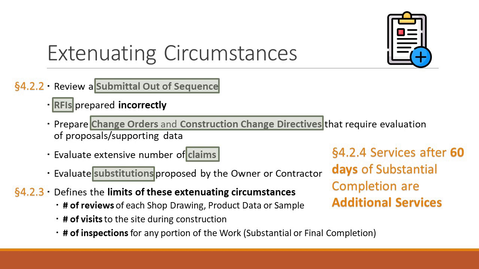How many site visits to the project during construction? Once a week, once a month, 5 times total. That's what you're going to put in. How many times do you inspect during the course of the project, and how many times do you inspect for final completion? It's important to fill these things out because then the parties understand this is the value or the cost that you've built into your fee for the basic services. And if you exceed any one of these 4 line items, then you can charge more money for those. Okay?